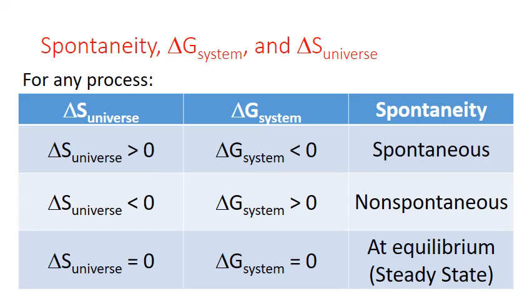In the opposite direction, when the entropy change of the universe is negative or less than 0, then the delta G of the system will be positive or greater than 0, and the process will be considered non-spontaneous in the forward direction. In other words, this reaction would have to have a continual input of energy to make it go forward.